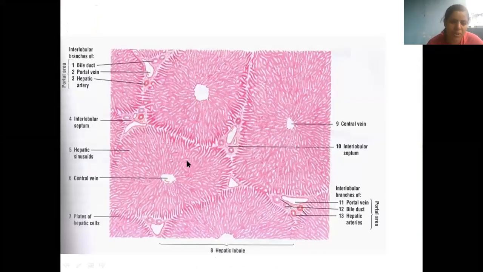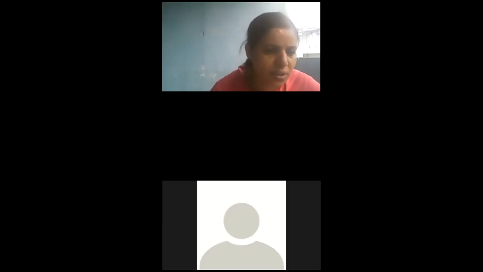This is a diffuse picture also. This is the one: the central vein, radiating hepatocytes, then sinusoids. At each hexagonal end, you will see we have the portal triad. So that is all about histology. Once you are done with histology, let me take you to the gross anatomy of liver.